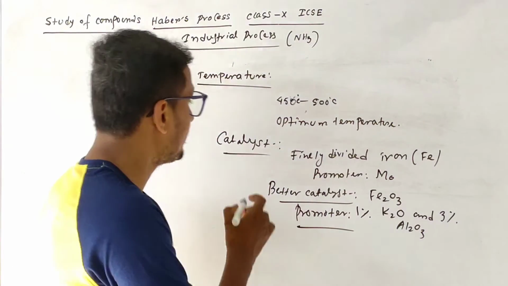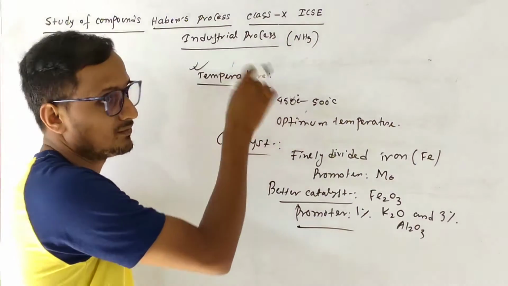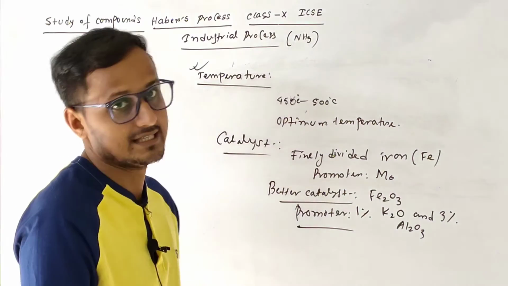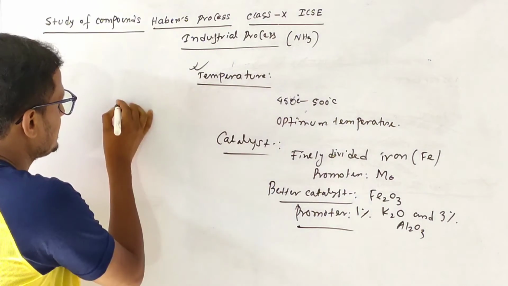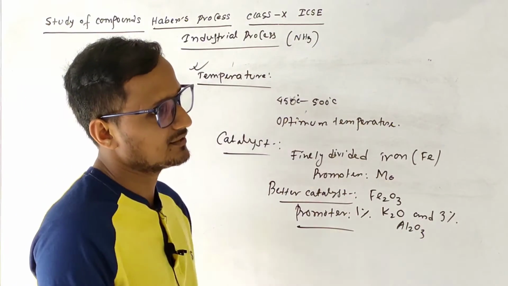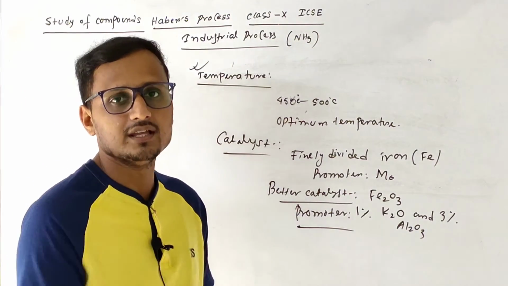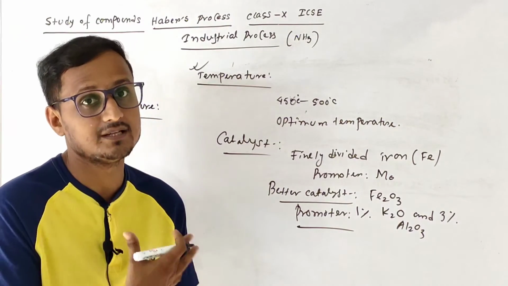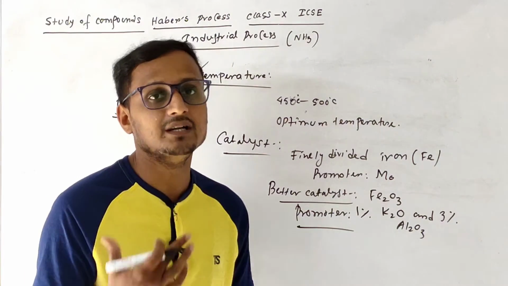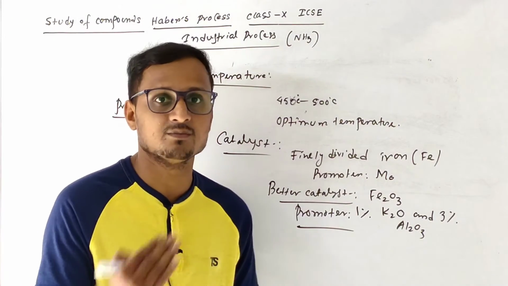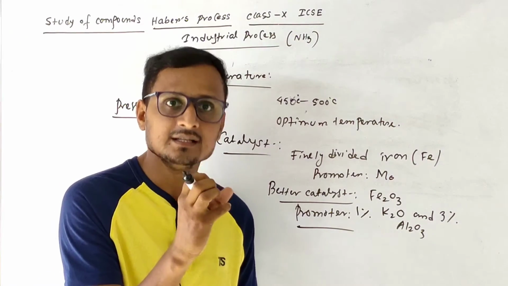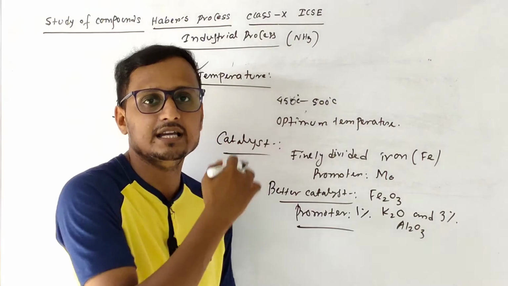Okay, so these are the two factors we have to follow for the Haber process: temperature and catalyst. Now the next thing is pressure. Pressure is another condition we have to follow. Now as the reaction proceeds with a lowering in volume, and it is an exothermic reaction, we have to maintain a high pressure around 200 atmosphere to 900 atmosphere, so that the gas is compressed properly as this reaction proceeds with a decrease in volume.